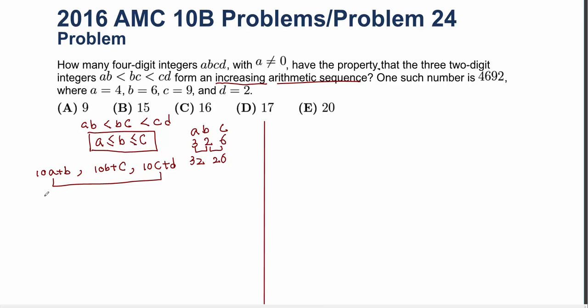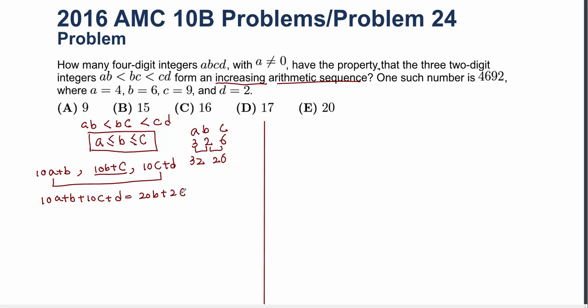So I'm going to write down 10A plus B and 10C plus D. I'm sorry, I did it wrong. 10A plus B plus 10C plus D must equal twice the middle term, so 20B plus 2C. This is one equation with 4 variables, A, B, C, D, so it's very hard to find. Not impossible, but it takes too much time.